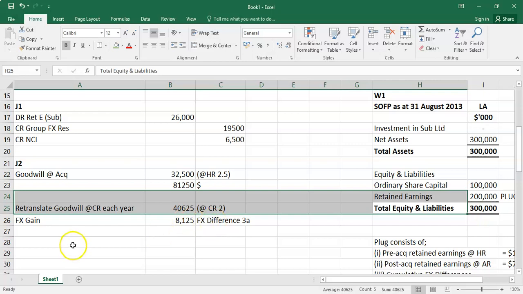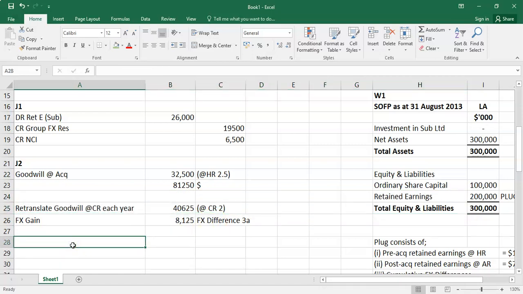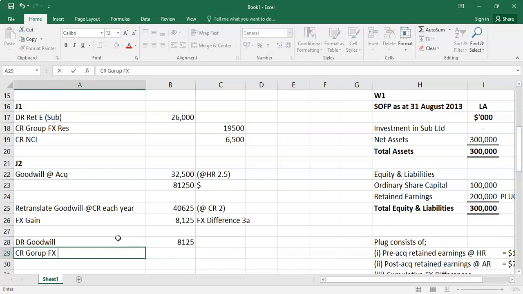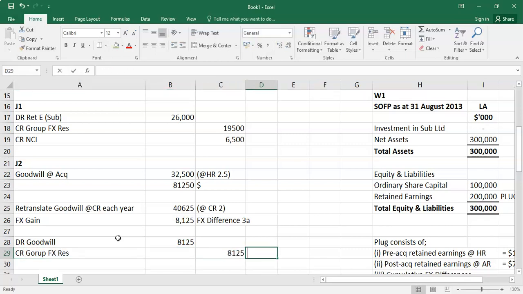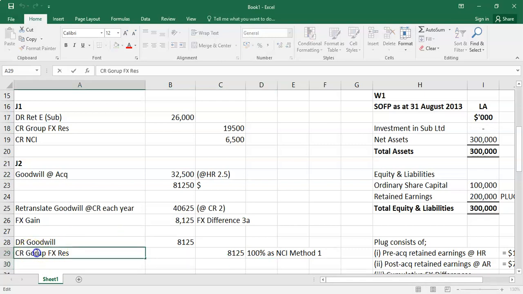And the key thing is here, the NCI gets none of this, because the NCI, as we said, had no goodwill. If the NCI had goodwill, you'd split that 75-25. So the debit and credit here is debit goodwill, bring it up, 8,125, and you credit group FX reserve, the full amount, 8,125, 100%, as NCI is method 1. So that's a tricky one. If the NCI was method 2, you would be allocating at 75-25. Right? So just an extra working that you should be conscious of when you're looking at IAS 21 subsidiaries.